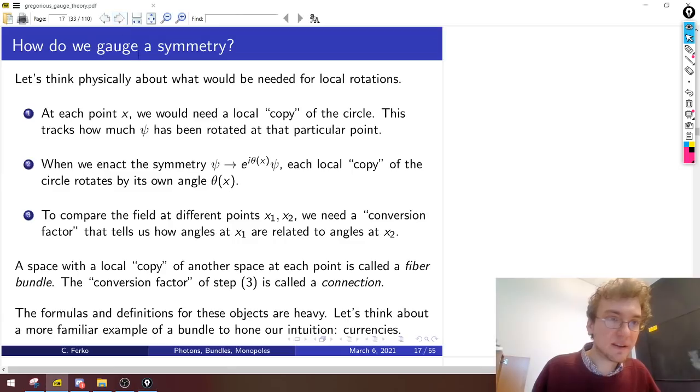Good. So that's the end of the... Oh, sorry. Well, first one more slide in this act. How might we do that? So if we attempted to gauge the symmetry, let's just think physically about what we need to do.